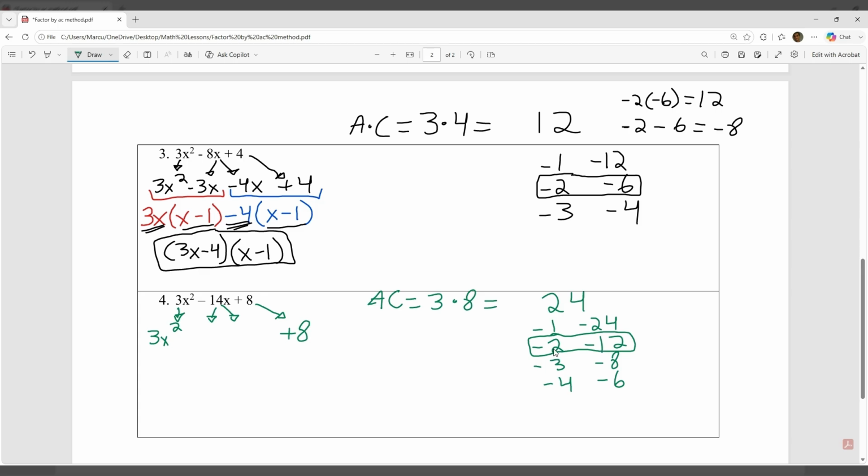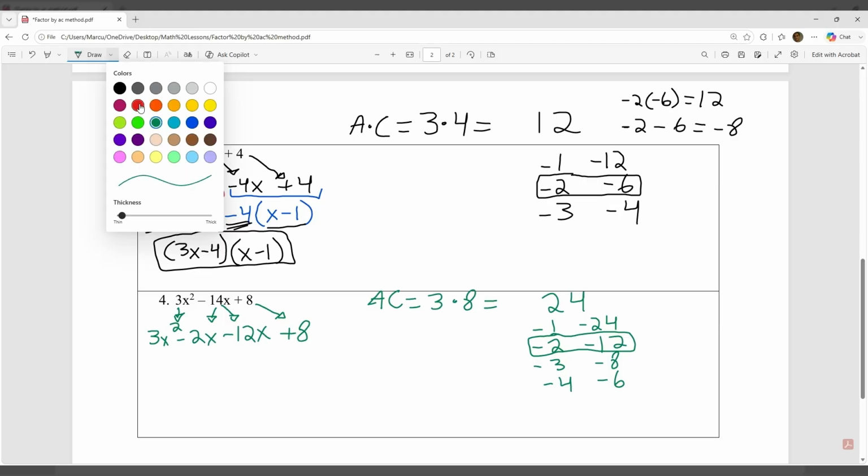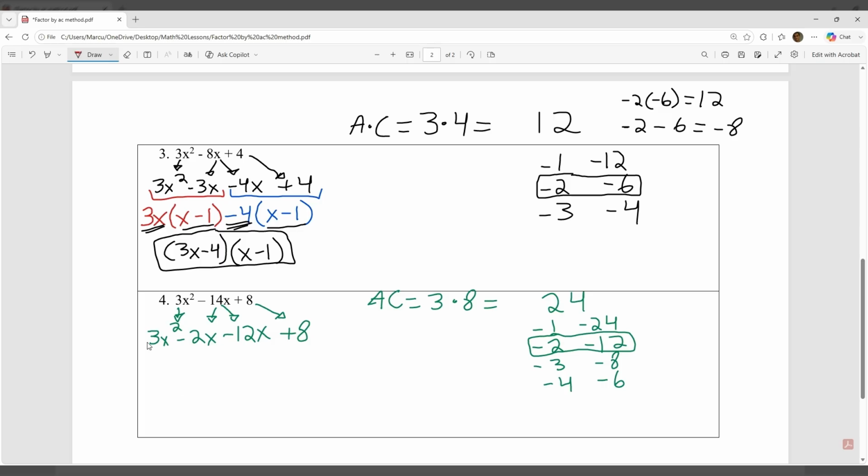So again, these two numbers. So minus 2x minus 12x. And then from here it's just factor by grouping. So I'm going to go ahead and get red. So you have the red team here. GCF is going to be x. They both have x. Once you factor out the GCF, which is x, you'll be left with 3x minus 2.